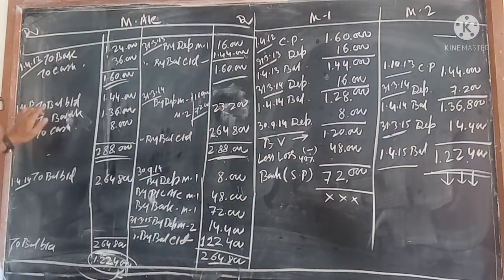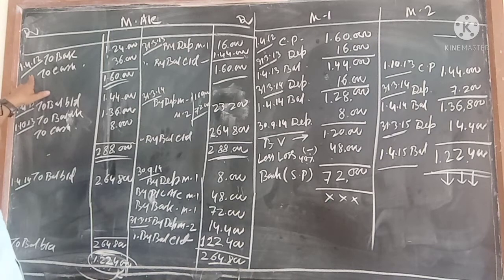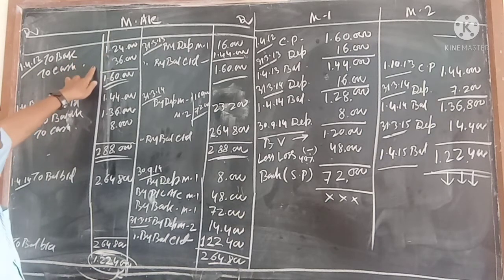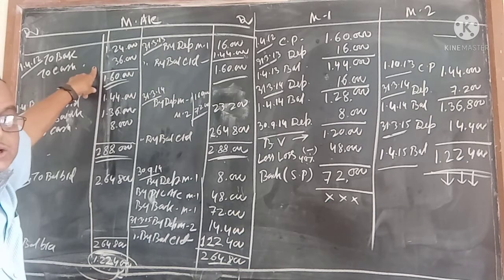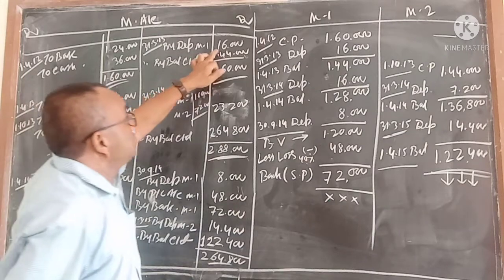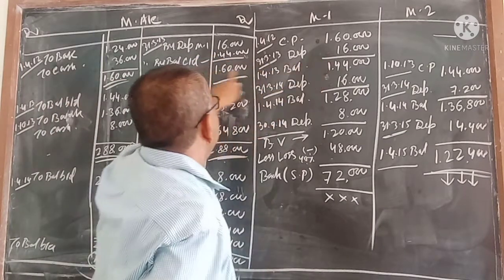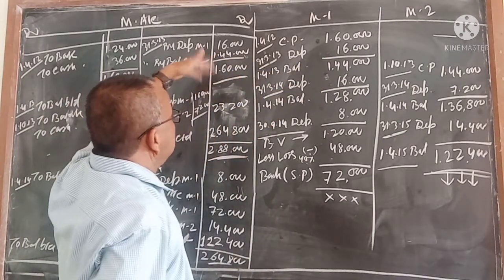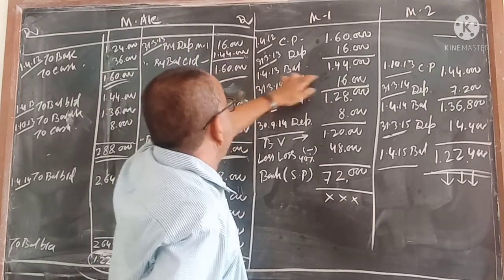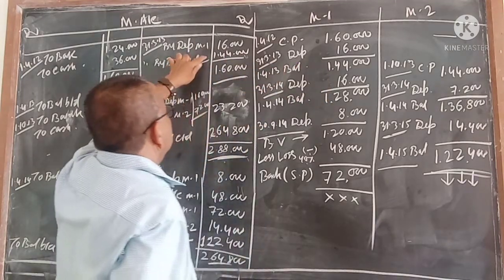Now machine account. 1,44,000 first machine, to bank 1,24,000 and to cash 20,000. That is 16,000 plus 20,000, 36,000. Depreciation 16,000. Balance 1,44,000. Here after calculation there is no need to calculate again. Already you have calculated, you have deducted and you got the balance. That balance only you will write here.